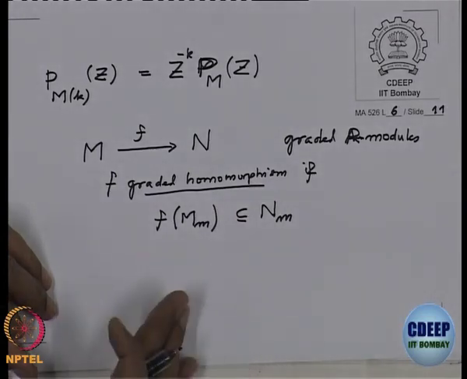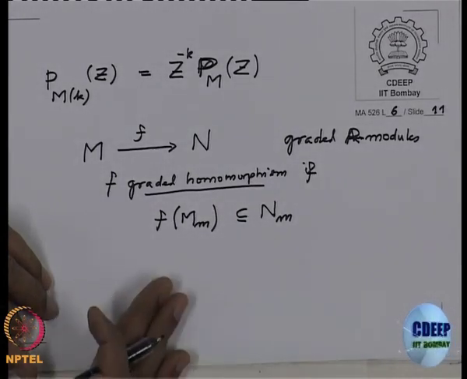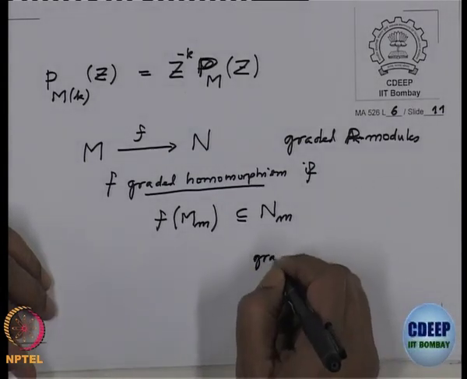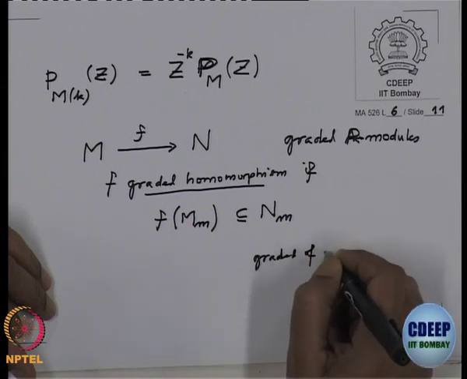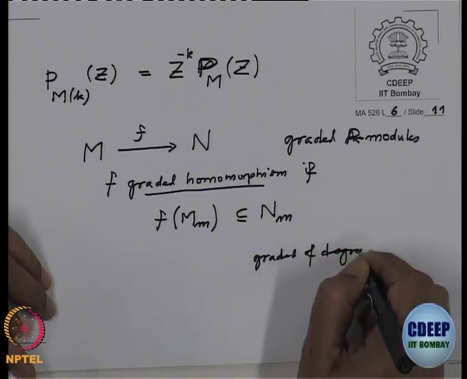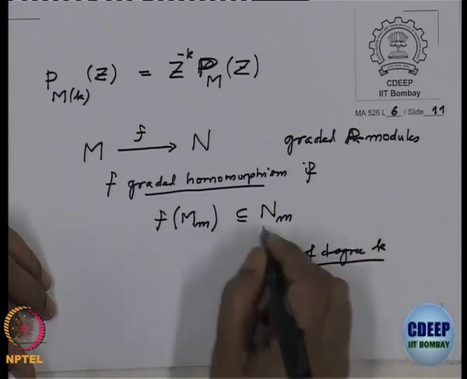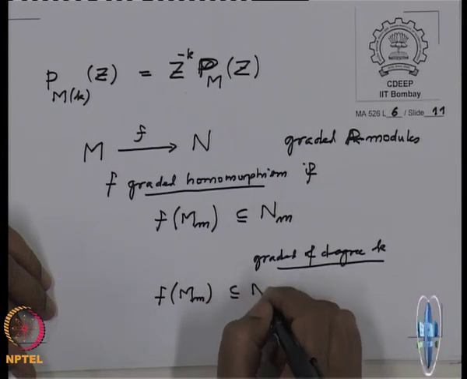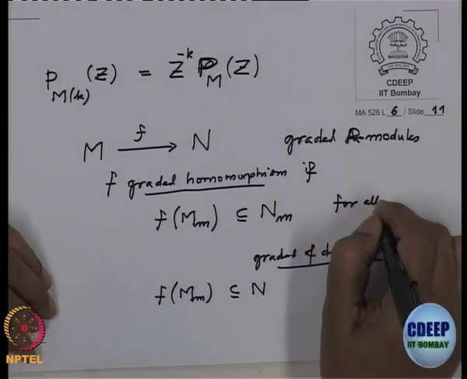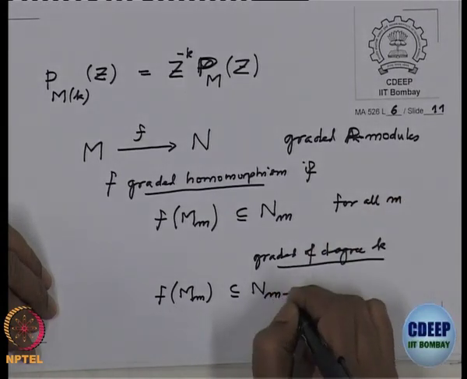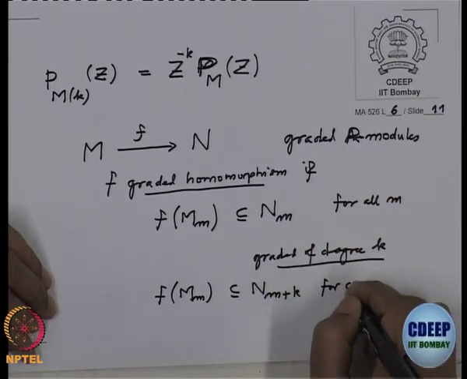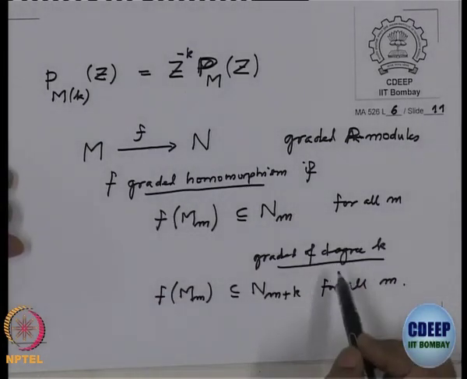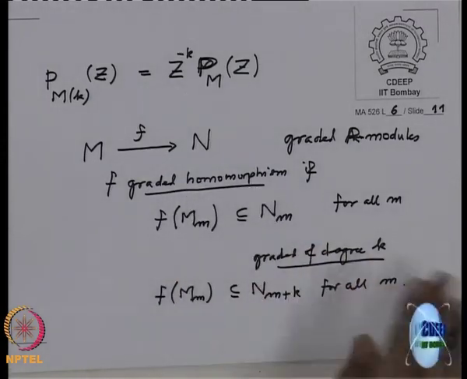If you want degree k, then it need not go in N_n but it should go in N_{n+k}. So graded of degree k means not this, but this should go in N_{m+k} for all m. And if I do not say degree, then it is assumed that the degree is 0.